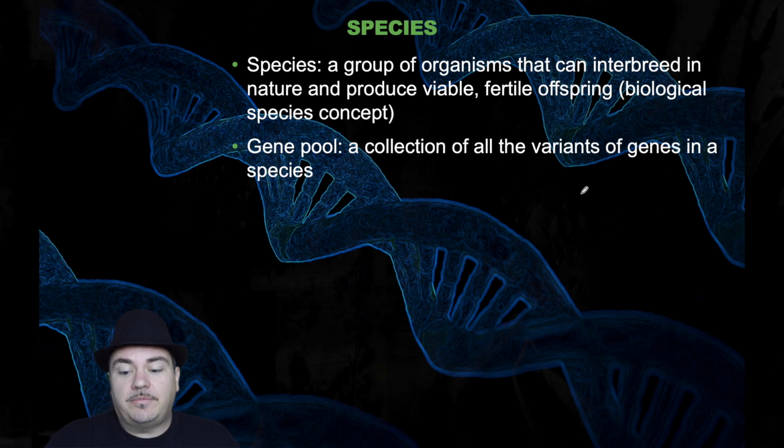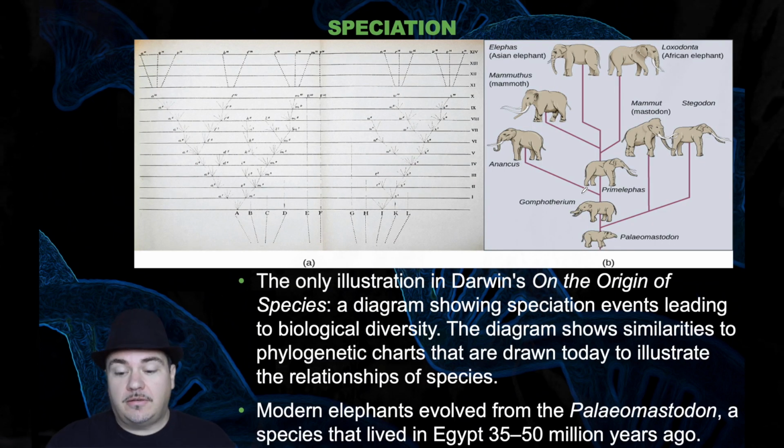So how do we define a species? Well, the biological species concept defines a species as a group of organisms that can interbreed in nature and produce viable, which means living, and fertile offspring. Fertile meaning that offspring can have kids of their own. Another important definition is gene pool, which is a collection of all the variants of genes in a species. One way of diagramming speciation events, or how different species evolved, is by using something called a phylogenetic tree or an evolutionary tree.